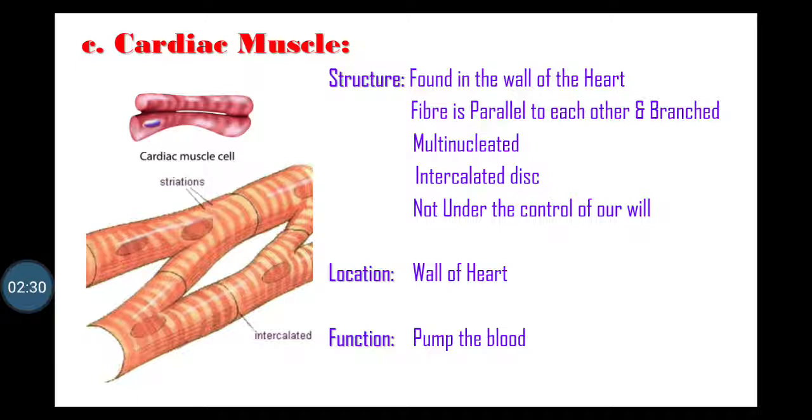Cardiac muscle tissue is found in the wall of the heart. Each fiber is parallel to each other and branched. Each fiber has several nuclei, called multinucleated. Each fiber has intercalated discs which are thicker and darker than the ordinary strip.